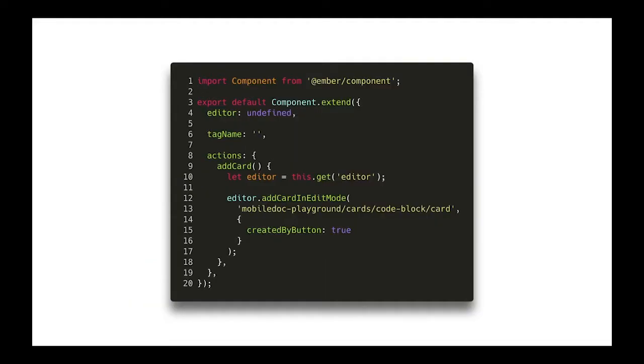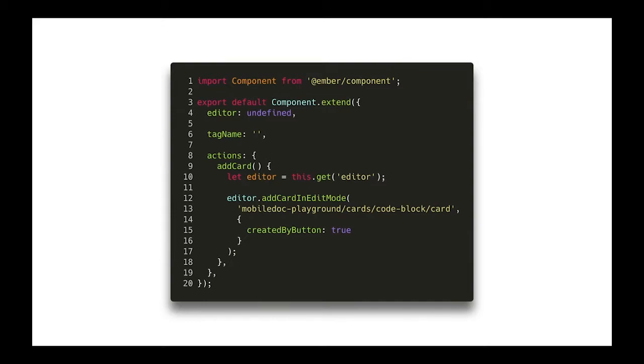This is going to be quite a lot of code. The first thing we're going to do is create a button that the user can click to add the card into the editor. This is what the component.js for the button looks like. It contains a single action that's called when the button is pressed. On line 12, we tell the editor to create the card in edit mode. The first argument shown on line 13 is the name of the card. The next argument is the payload to be set on creation.